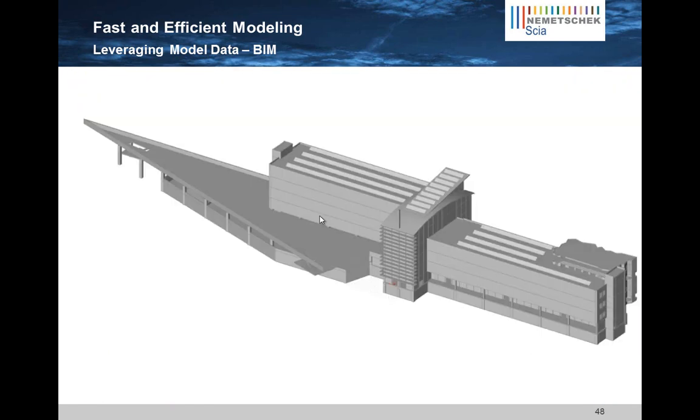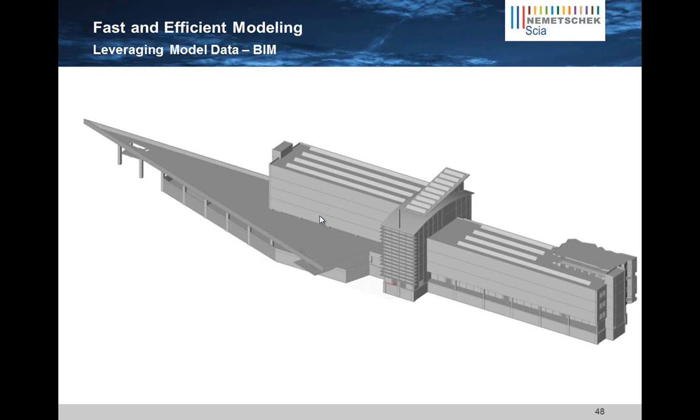Now, in addition to direct links to structural BIM programs like Revit or Tekla, where we're exchanging the analytical models, Scia also has a unique ability to leverage models created in almost any 3D program. You can easily leverage models generated from SketchUp or Rhino, as I showed earlier, or even architectural BIM programs like ArchiCAD, Revit Architecture, Vectorworks, MEP programs, or plant design software programs like SmartPlant 3D. And then you can use those models as reference or background geometry to build up your design.